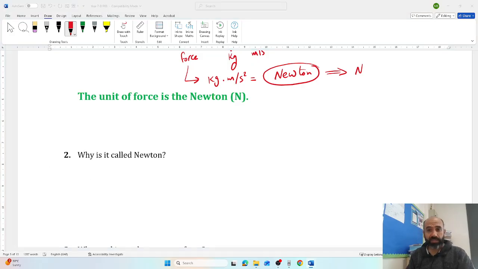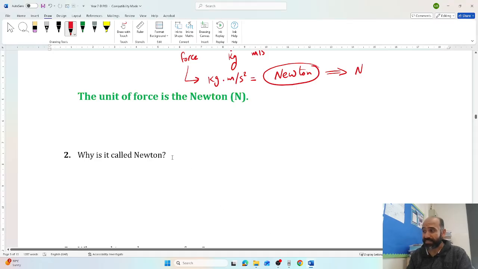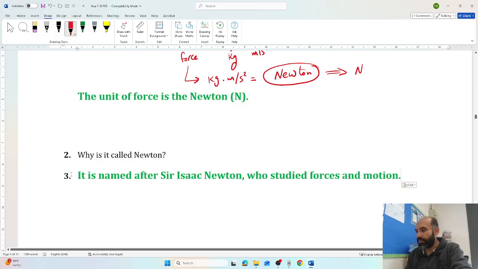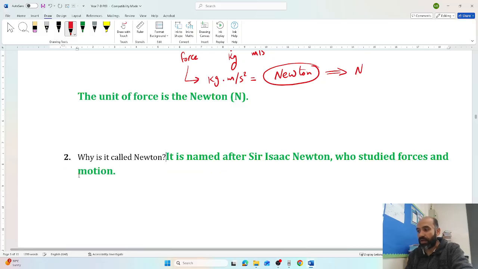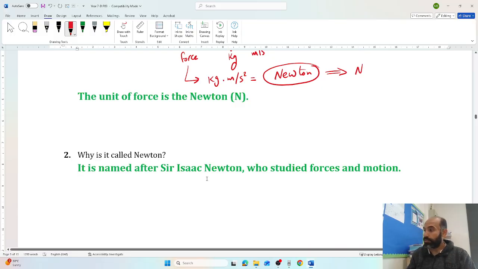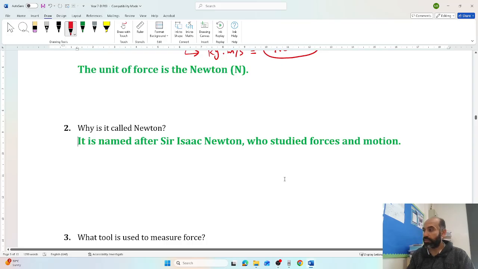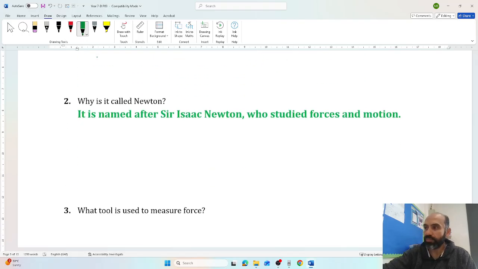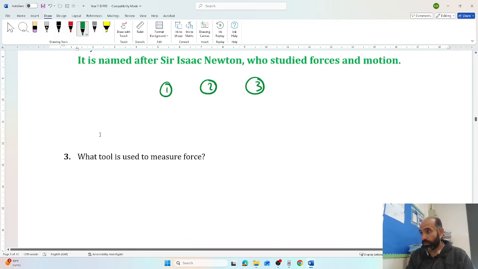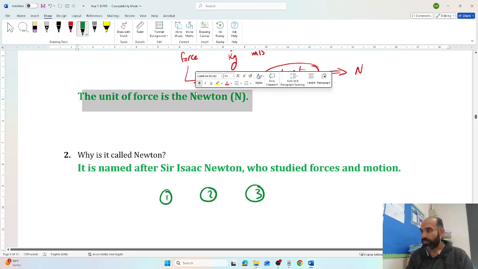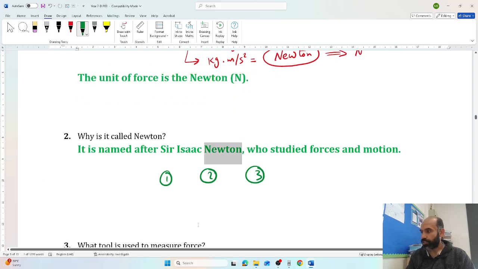But why is it called Newton? We have a scientist who is called the father of physics. His name is Isaac Newton. He studied forces of motion. We said that we have multiple laws. We have Newton's first law, Newton's second law, Newton's third law, and also we have a law which is called Newton's general or universal gravitational law. So this unit is called after his name, just to honor his work.